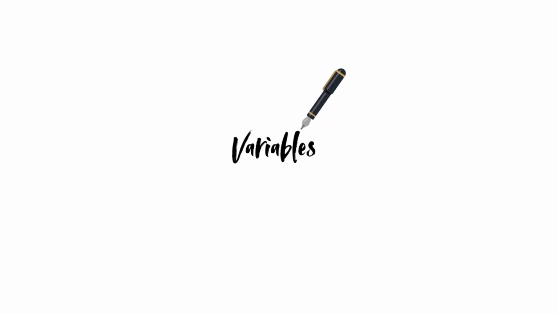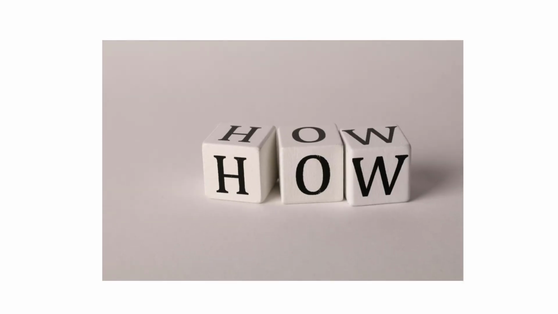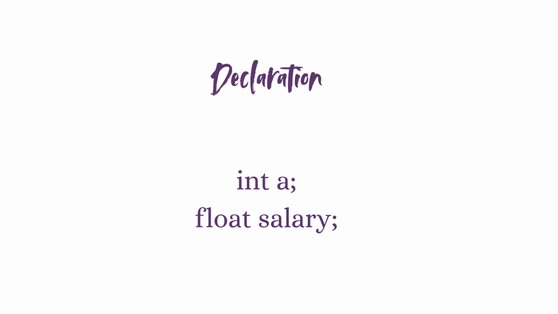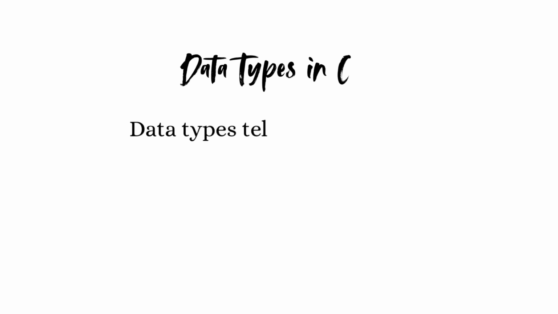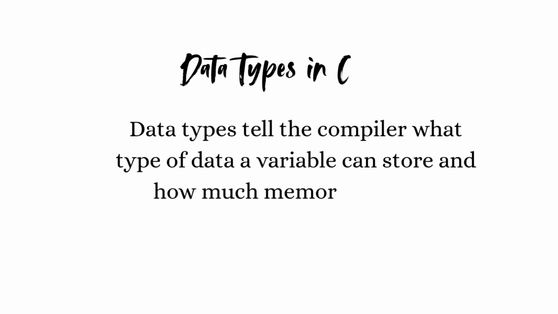Now let us get into variables. A named memory location used to store data is called a variable. Declaration: int a, float salary. Here int and float are data types. So let us get into data types. Those tell the compiler what type of data a variable can store and how much memory it needs. This is what data types are.